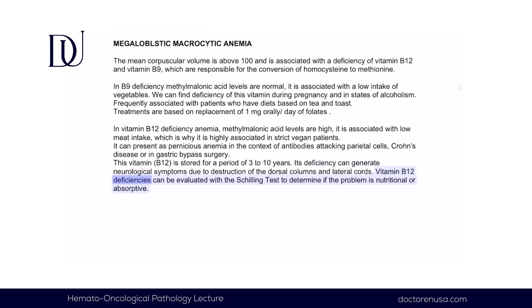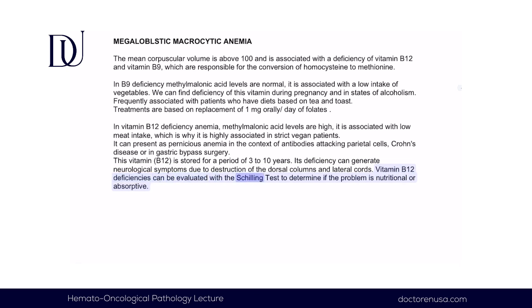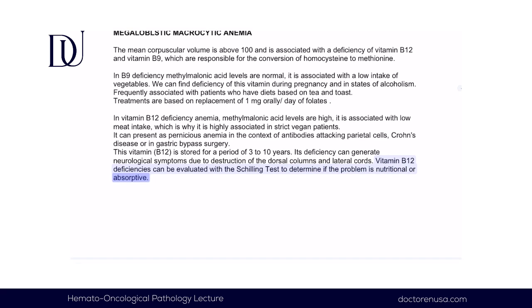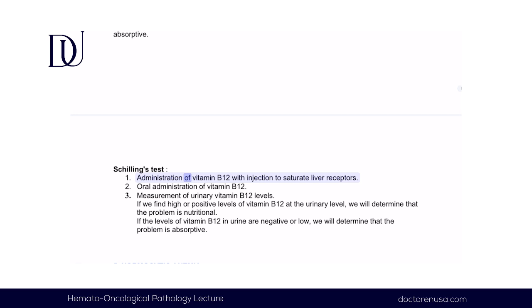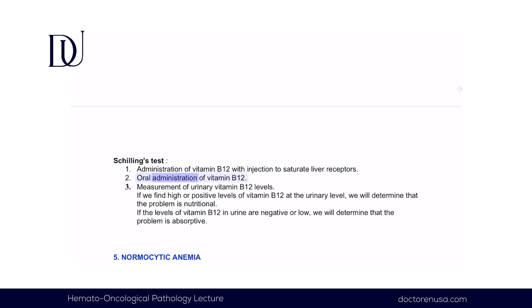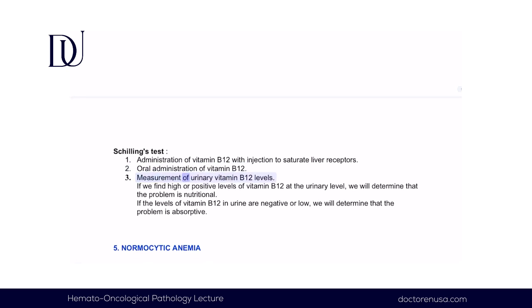Vitamin B12 deficiencies can be evaluated with the Schilling test to determine if the problem is nutritional or absorptive. 1. Administration of vitamin B12 with injection to saturate liver receptors. 2. Oral administration of vitamin B12. 3. Measurement of urinary vitamin B12 levels.